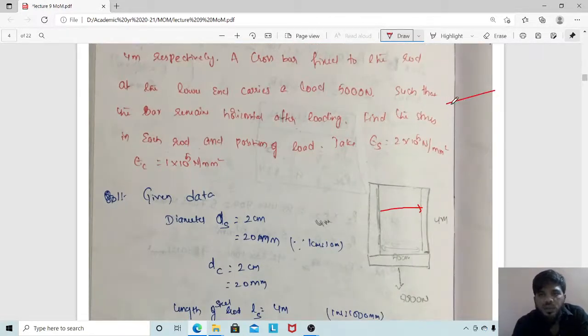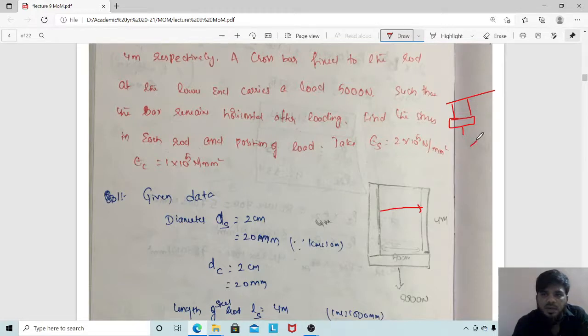So there are two bars like this. The two bars, which are 50 centimeters apart, are holding a crossbar like this, which is trying to hold this. To this crossbar they are applying a load of 5000 newtons, such that the bar remains horizontal after loading. Because it remains horizontal even after loading, the elongation of this rod and the elongation of this rod should be equal. If this elongates more, what happens?